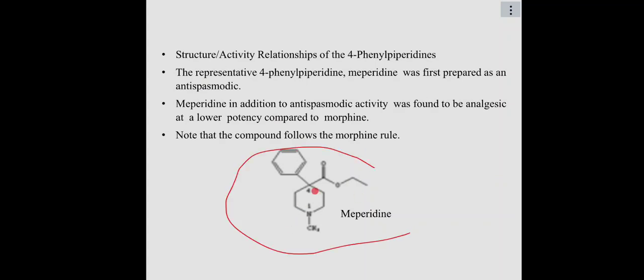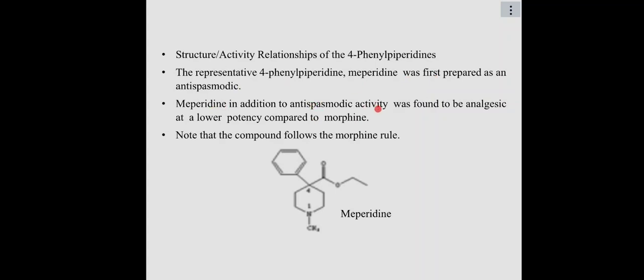And what we were saying, when you draw this structure, the benzene ring usually takes an axial orientation, and that axial orientation of the benzene allows it to interact with the receptor maximally. So you can see again position 1, 2, 3, and you can see for meperidine, we do not have any substituent at position number 3, so it is not a prodine. And you can see again, it has a real ester. So the representative for phenylpiperidine, which they are calling a prototype, was prepared as an antispasmodic.